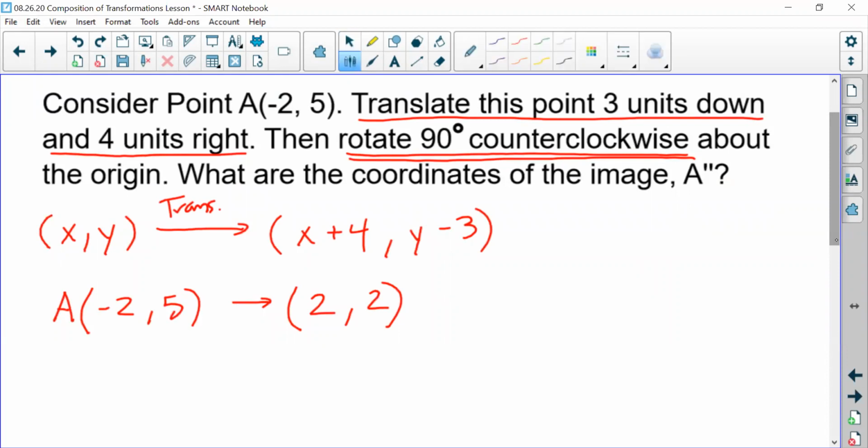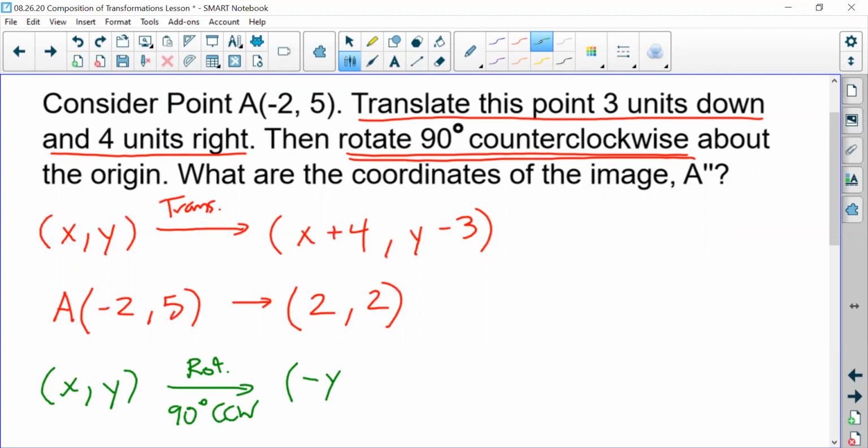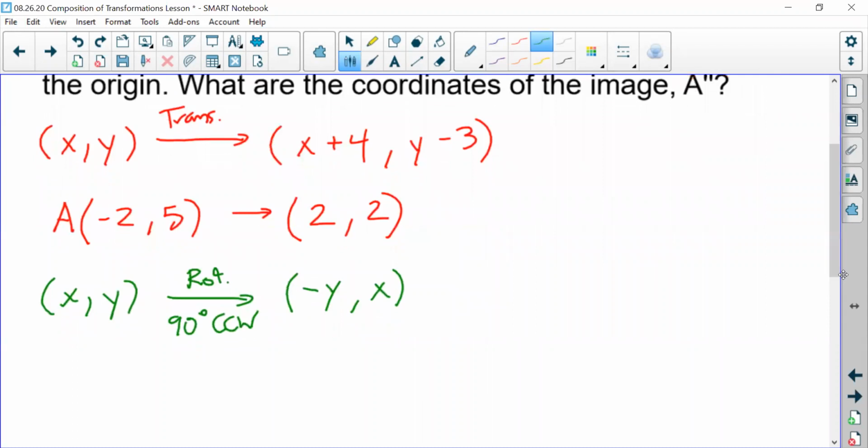The next thing we have is the rotation 90 degrees counterclockwise. So let's again look at the rule. If we started at (x, y) and wanted to rotate 90 degrees counterclockwise, our rule would say y comes in, but it has the opposite sign now, and then we have x. But we're picking up at (2, 2). This (2, 2) is A prime.